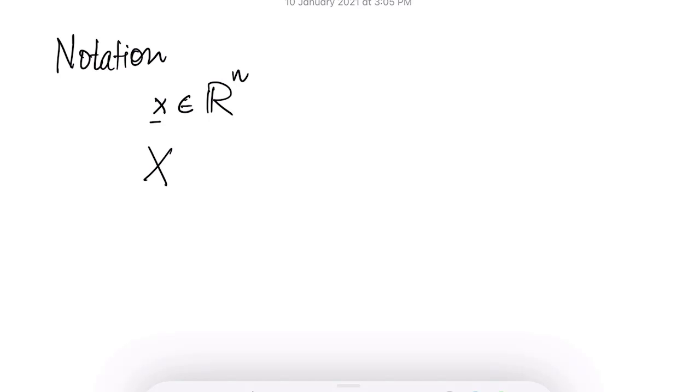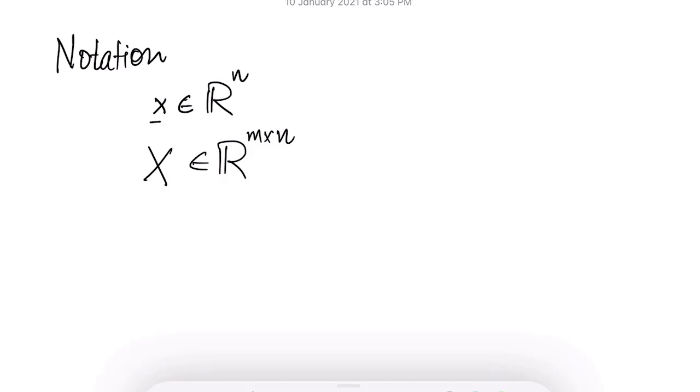So let us look at some notation that we will be using throughout the course. Generally, I will denote a vector as x belonging to Rn. Sometimes when I want to emphasize that this is a vector, and if it is not clear from the context, I will underline it also. Then a matrix is generally denoted by a capital letter, right? So this capital X could be a matrix.